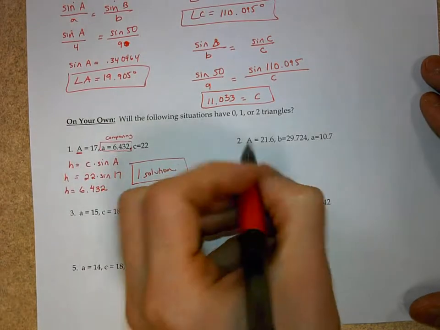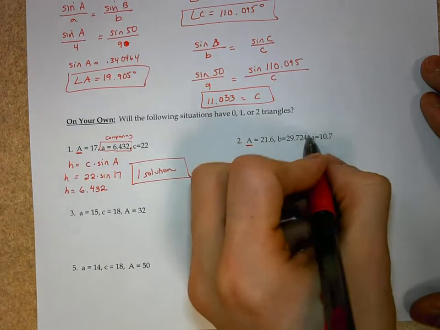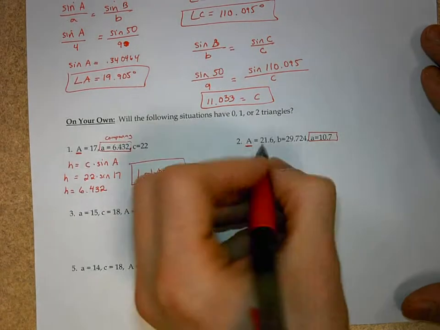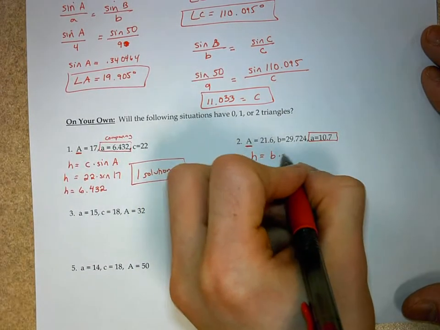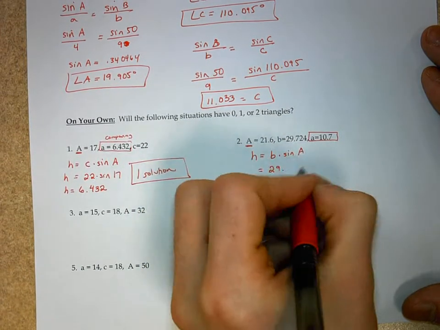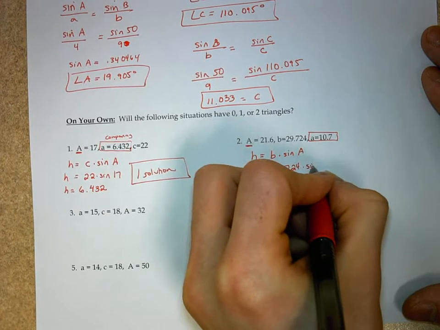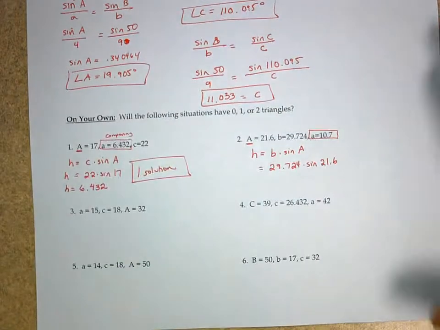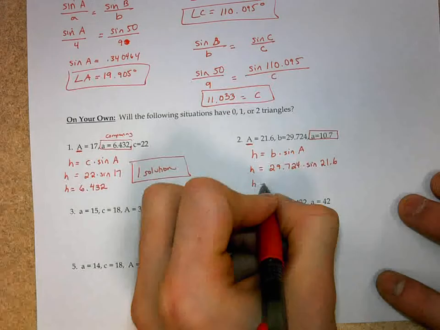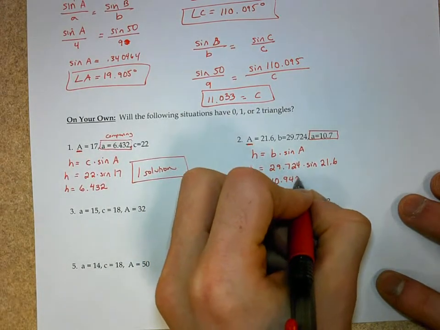In the second one, I'm given angle A. Here is the side that I'm comparing for my height, the side that's directly across from it. So H is going to be B times the sine of A. So 29.724 times the sine of 21.6. And if I work that out, I get H is equal to 10.942.